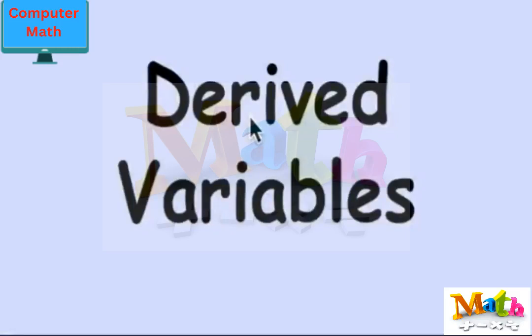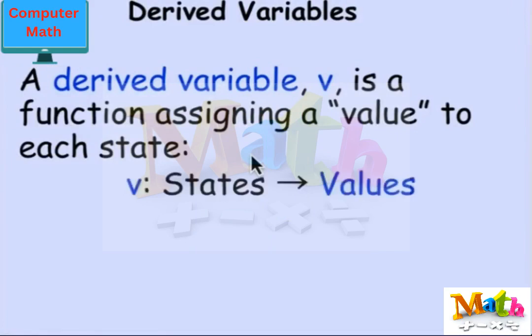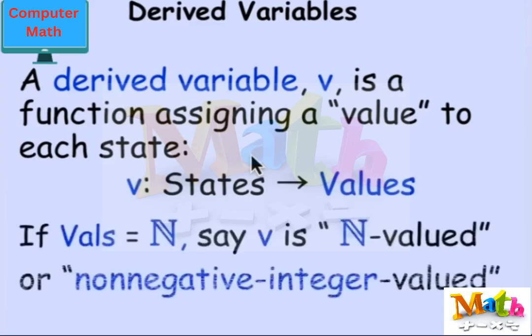This comes up in analyzing state machines. So let's just take a quick look at it. A derived variable is simply a function on the states of a state machine that assigns some value to the states. So it's just that kind of a function mapping.